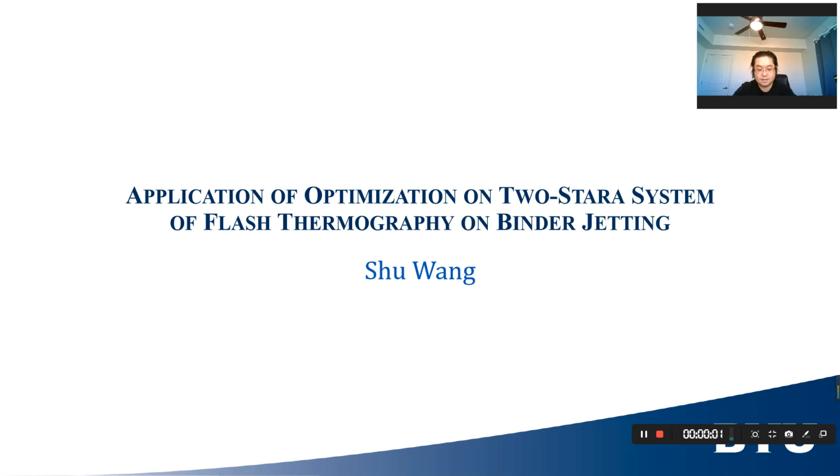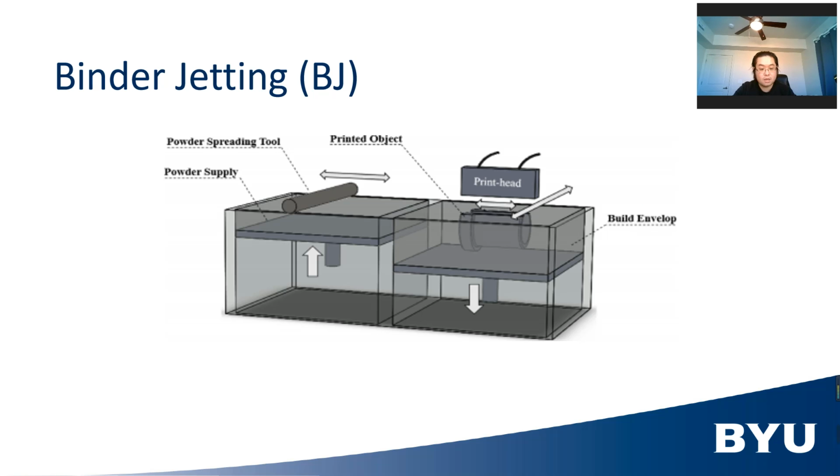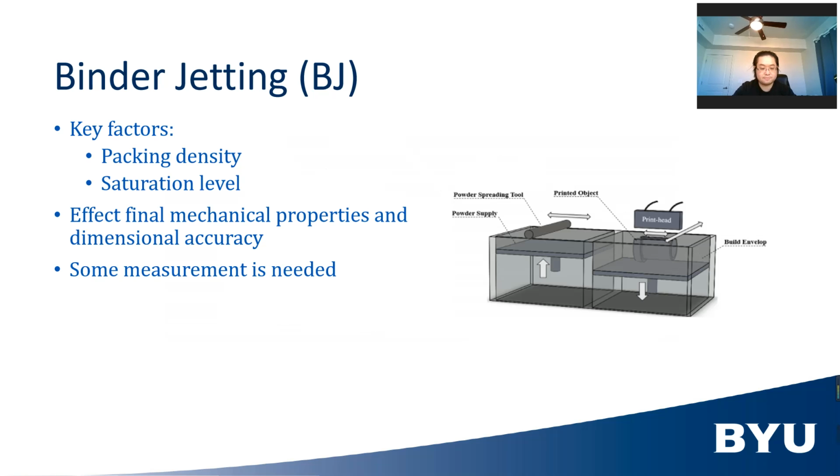The project of mine is the application of optimization on a two-stratum system of flash thermography and binder jetting. Binder jetting is additive manufacturing that uses binder to collect powder particles to create the desired pattern of one layer. Then layer after layer, the wanted part can be obtained. Then, following post-processing, the final mechanical property and final dimension can be obtained.